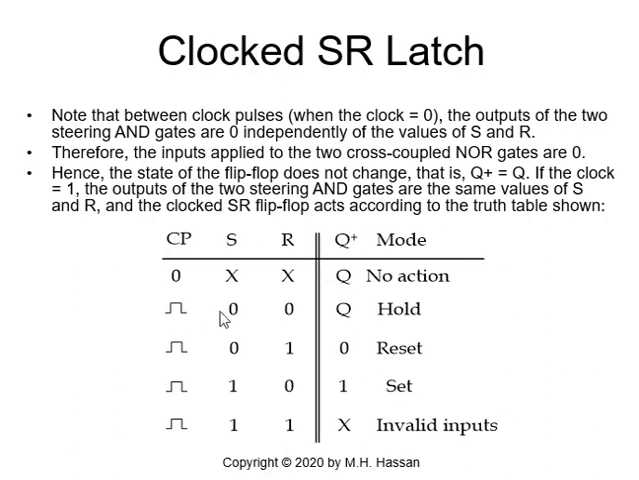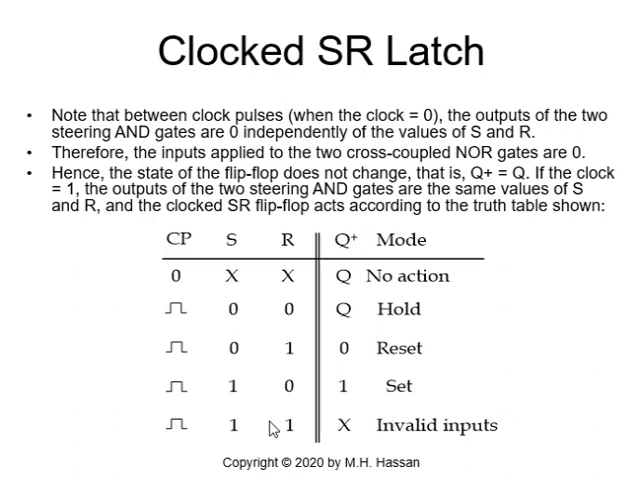If we have a clock pulse and S and R are zeros, this is the hold mode, and Q plus will be equal to Q. If we have a clock pulse and S is 0, R is 1, this is the reset mode, and Q plus will be equal to 0. When S is 1 and R is 0 with the clock pulse, the output will be 1, and this is the set mode.